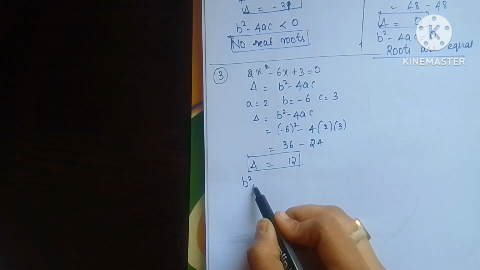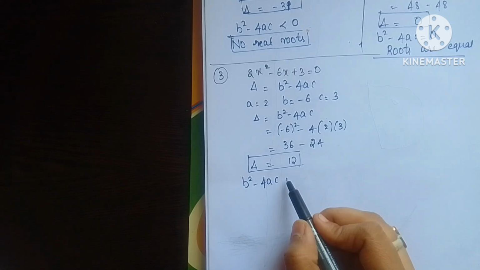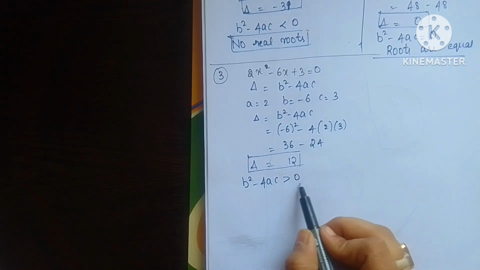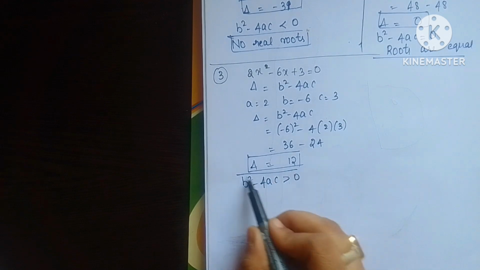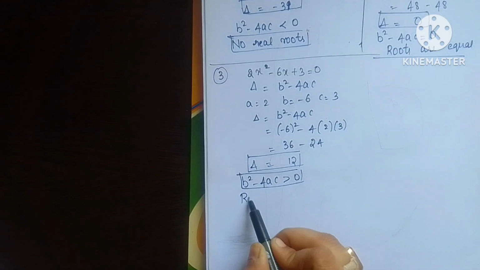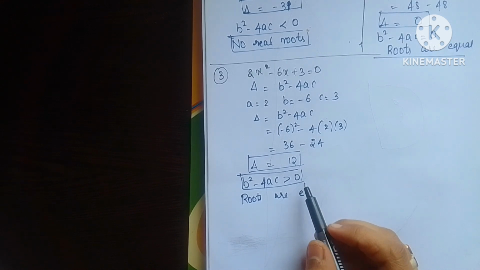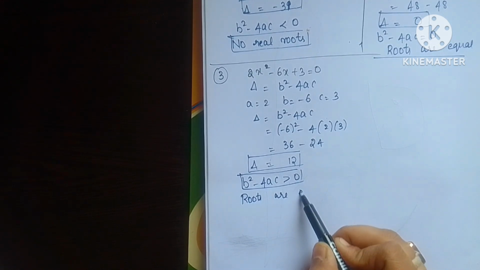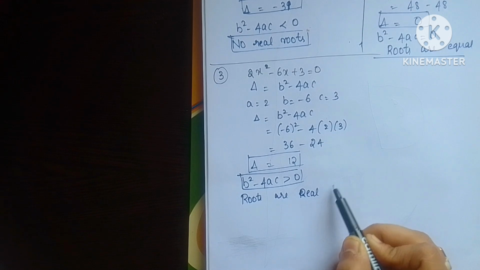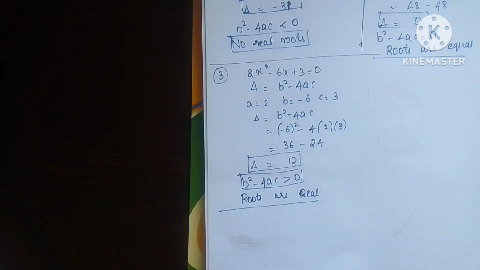That is, b square minus 4ac is greater than 0. We are getting greater than 0. 12 is greater than 0 only, no? So the roots are real and distinct. Real. So the roots are real.